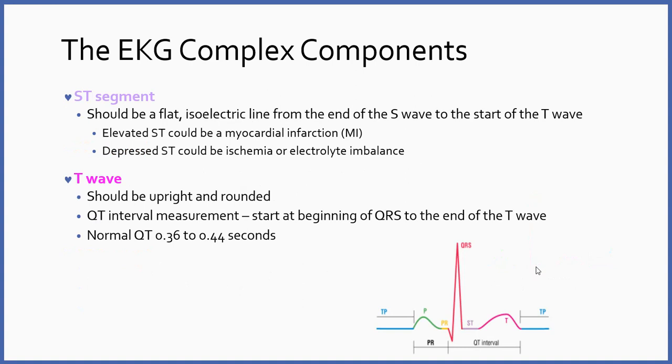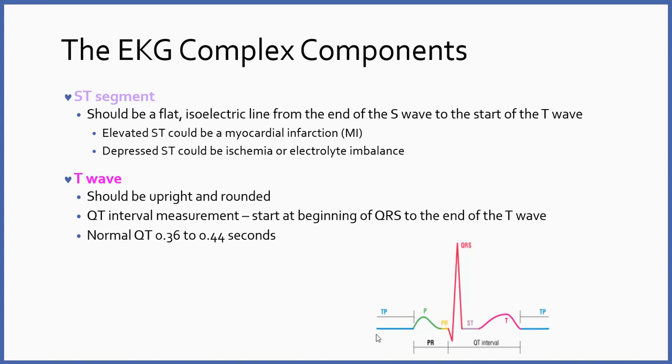The next thing that we look at, and we don't measure this, we look at the ST segment. Now remember, QRS is ventricular depolarization, T wave is repolarization. So this is just a period of time after depolarization and repolarization where there's no measurable electrical activity, okay? Because of that, the ST segment should be isoelectric.